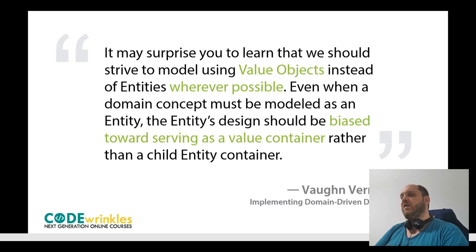Again, maybe here this language is a little bit complicated, but what this essentially means is that whenever we create a new class in our domain model, we should ask ourselves, if I create an object that has the exact same properties as a different object, are those objects equal or not? And if those objects are equal, then it means that I should create them as value objects, even if I would tend to create them as an entity.